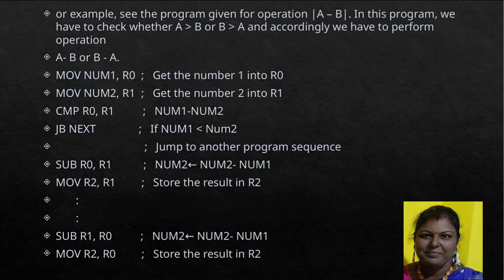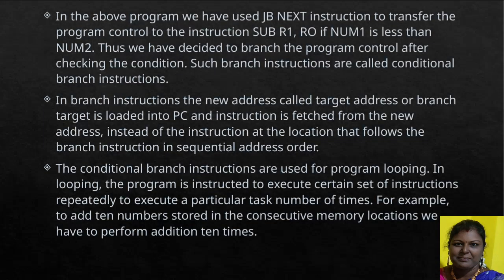In this part of the program, we use the JB next instruction to jump to a different point if one value is less than another. This kind of jump is called a conditional branch. It only happens when a specific condition is true. When we branch, the program counter loads a new address, called the branch target, and starts executing from there instead of moving on sequentially. These conditional branches are key for loops, letting us repeat instructions multiple times, like adding 10 numbers stored one after another in memory.